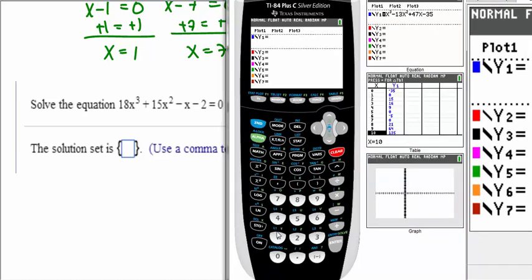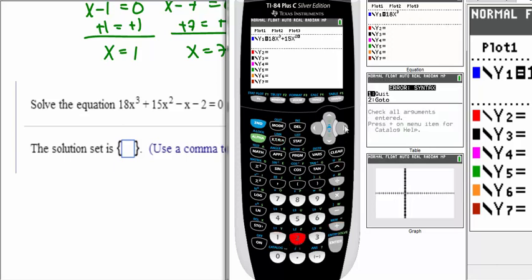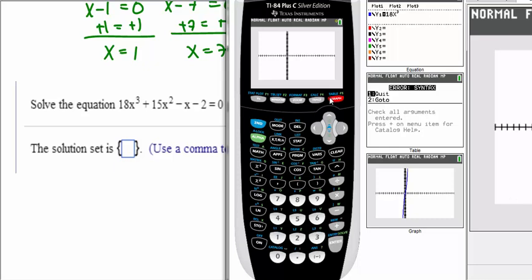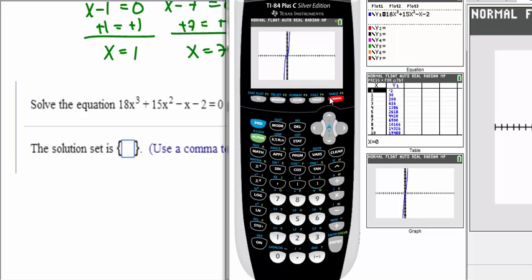Okay, that didn't graph right, so let's try 18x cubed again. My calculator froze there at the end. Plus 15x squared minus x minus 2. I just want to do a quick graph and have a look to see what's going on here. How many roots am I looking for? Because this is a third degree polynomial, there could be 0, 1, 2, or 3 roots. It just depends.